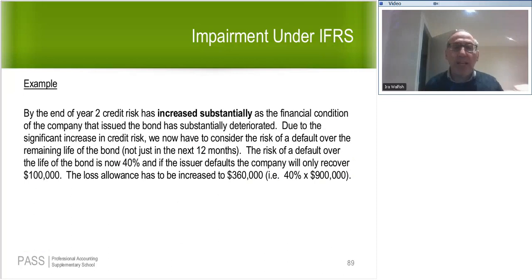Now I have to increase my loss allowance to $360,000 based on a 40% probability of default over the life of the financial instrument times the total potential loss. So notice that in both situations, I was working with the same potential loss of 900K, but in this situation, I was working with a probability of default in 12 months, and here I was working with the probability of a default anytime over the life of the loan.